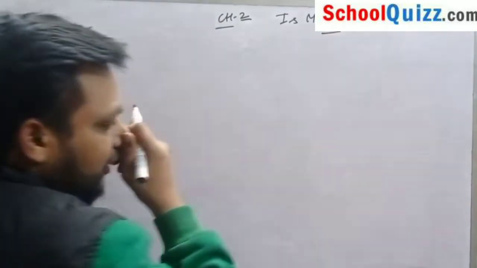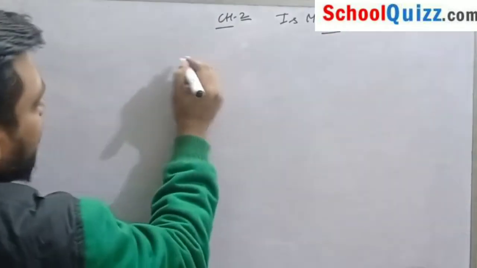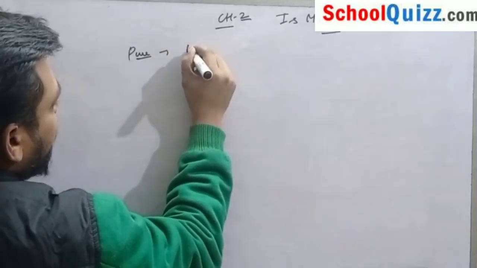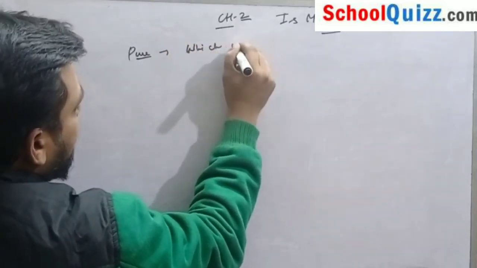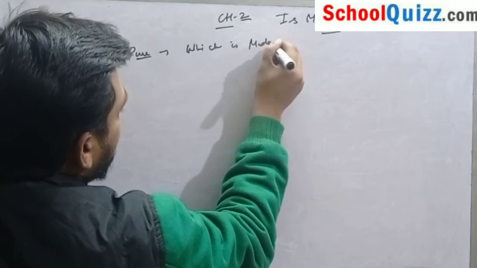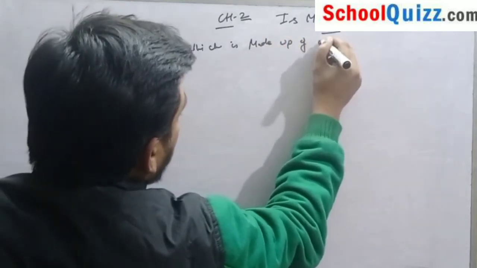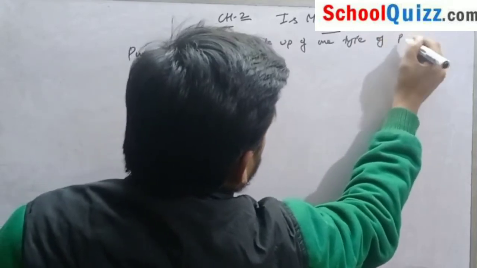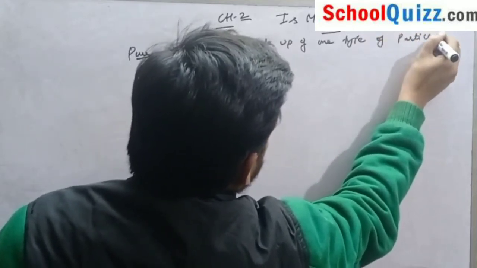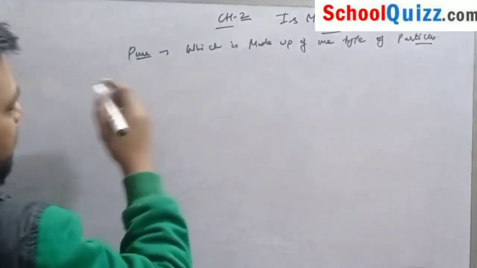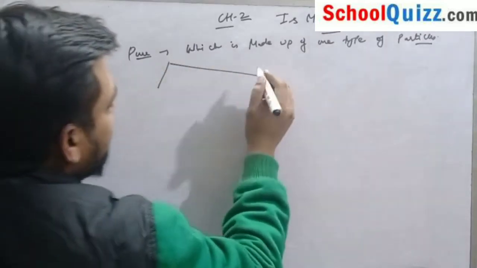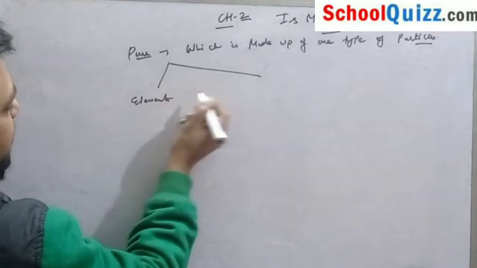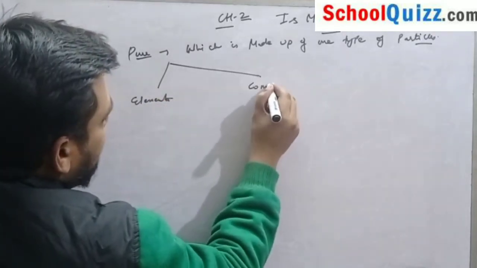So I will give you a brief introduction. What is a pure substance? A pure substance is made up of one type of particles. Pure substances can be classified as elements and compounds.